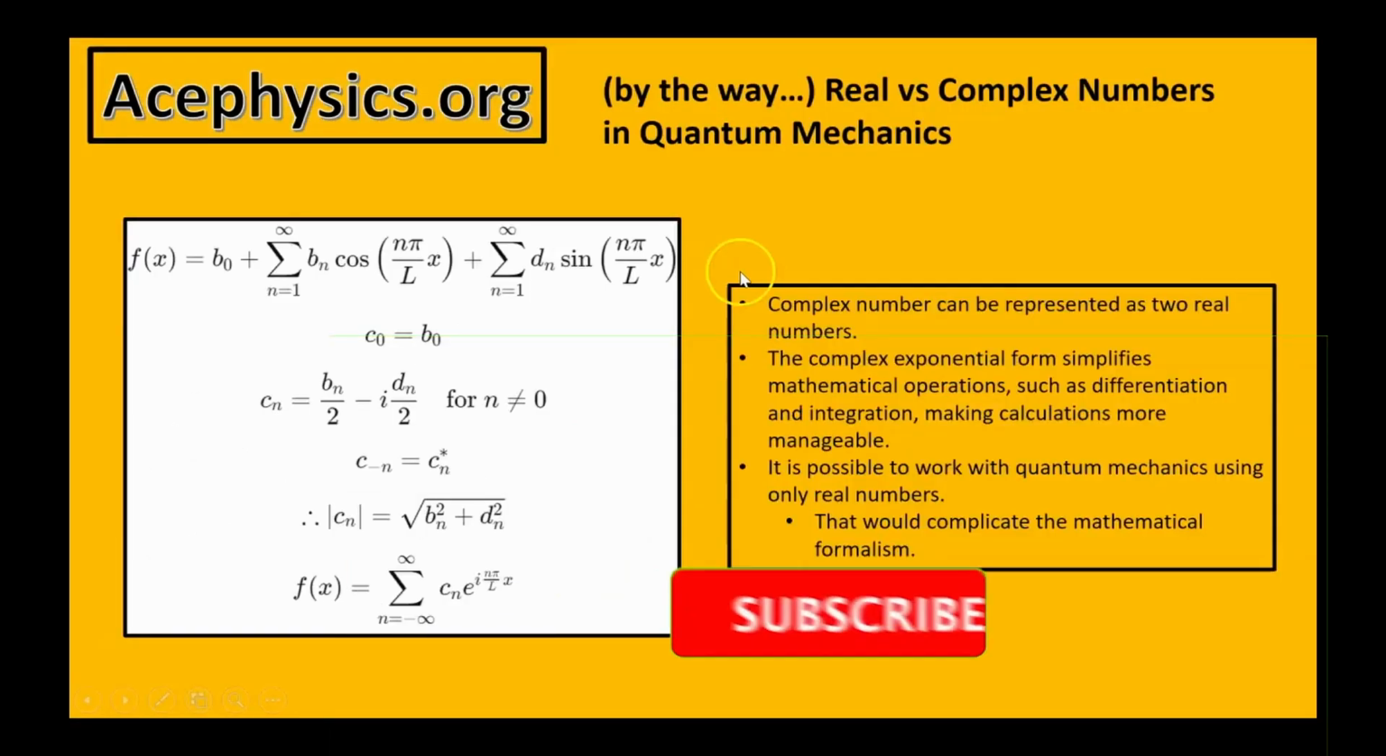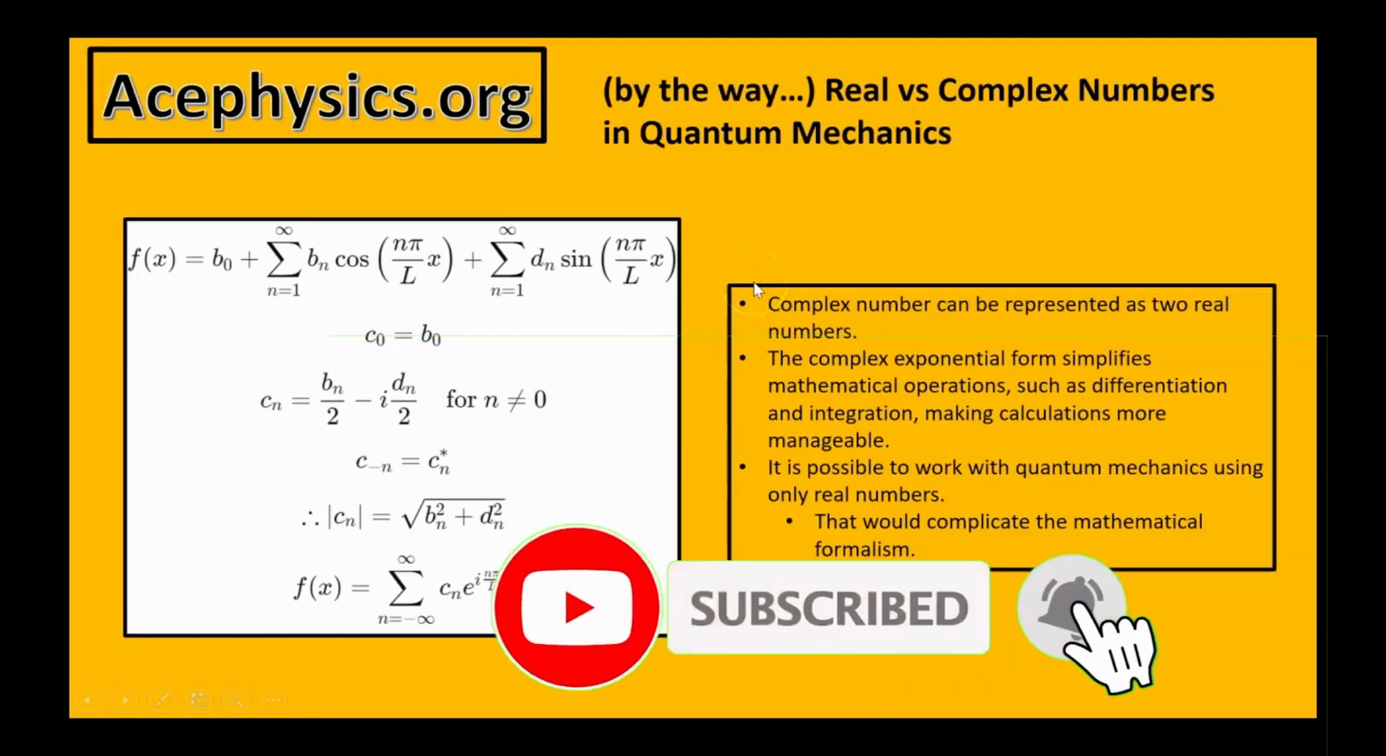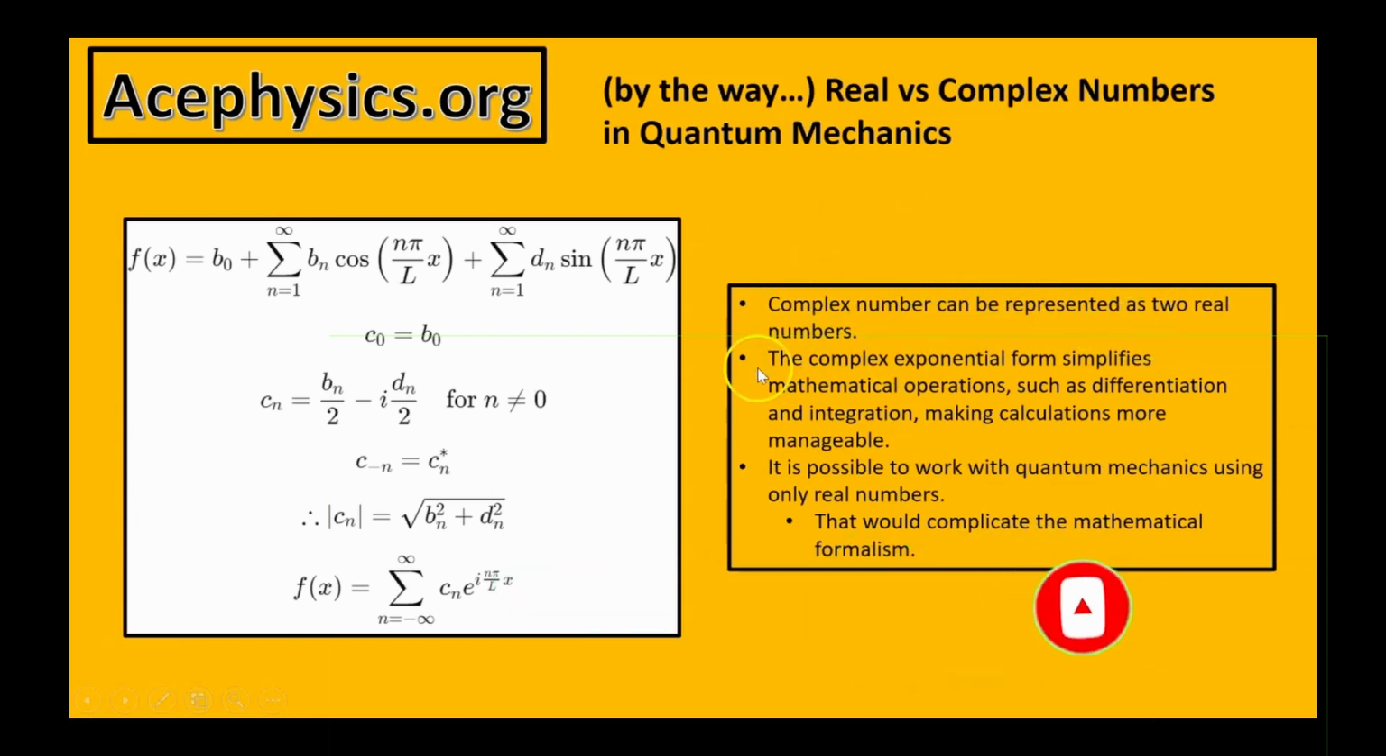I want to make a brief note about real versus complex numbers in quantum mechanics. First of all, complex numbers can always be represented as two real numbers. The complex exponential form simplifies mathematical operations such as differentiation and integration, making calculations more manageable. It is possible to work with quantum mechanics using only real numbers, but that would complicate the mathematical formulas.